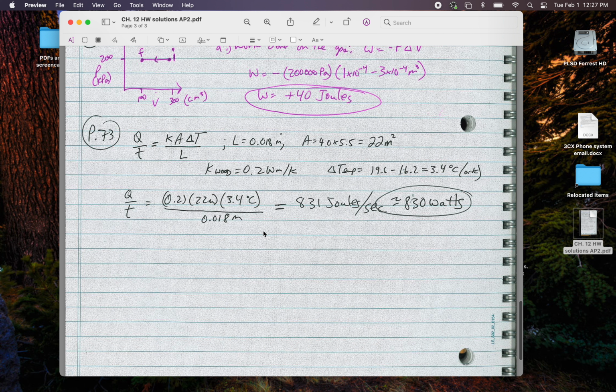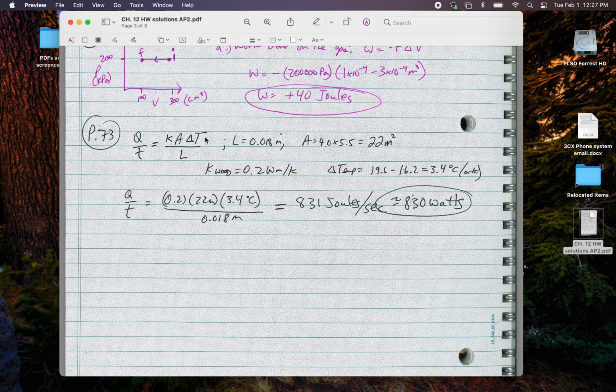P73 is the only problem I assigned that deals with this heat transfer, the rate of heat transfer. Although we did that free response in class, the rate of conduction Q over T, really Q over delta T, I guess, and that ends up being 830 joules per second. So we have the thickness of the plastic, we have the area, we have the conductivity constant, which was given earlier in the book for wood, and then the difference in temperature.